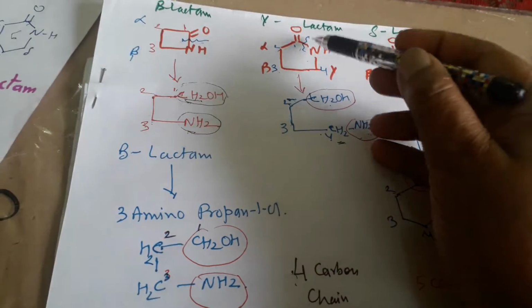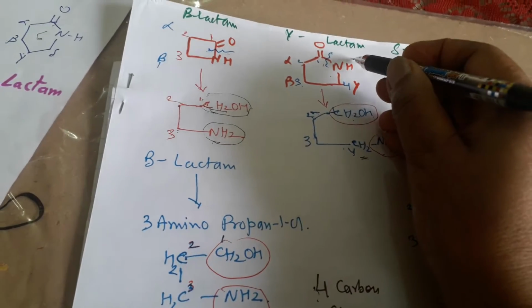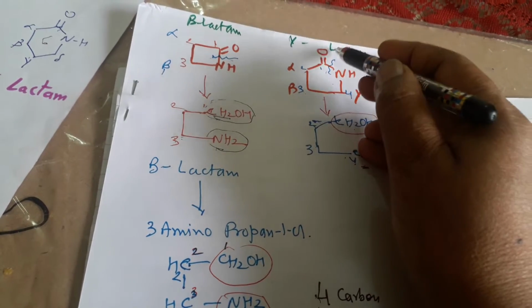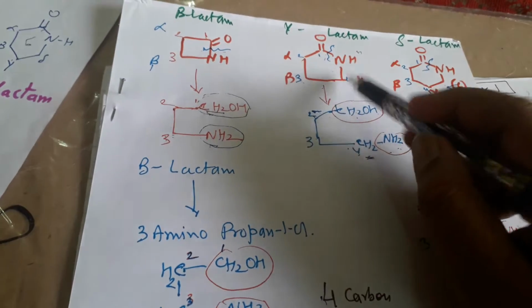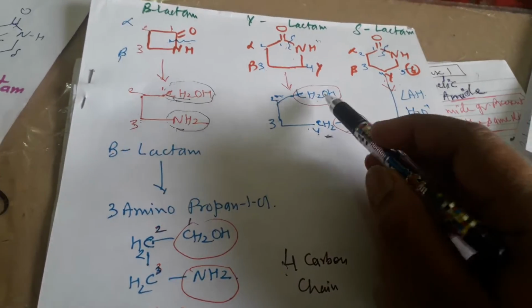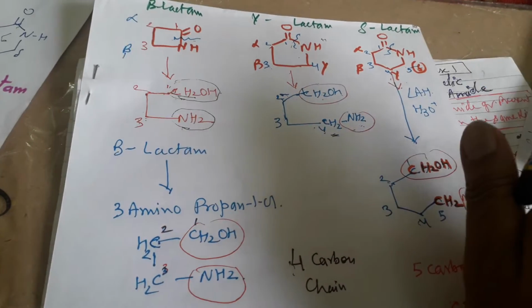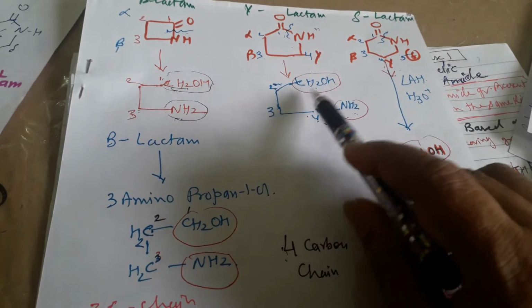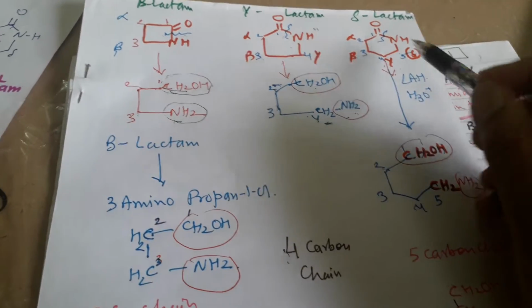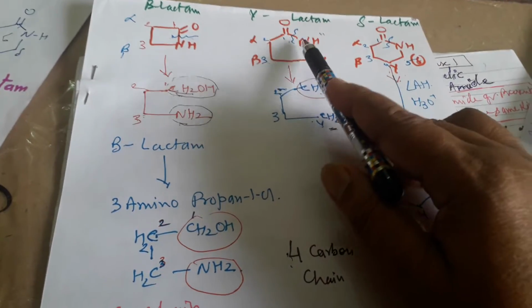So when it breaks, 1 H will come over here, and here 2 H and H will come over here. So what will you get? A primary alcohol and a primary amine. The ring opens, that's it. And both the alcohol group and the amine group are present in the same chain. Now see, they were present in the same ring.